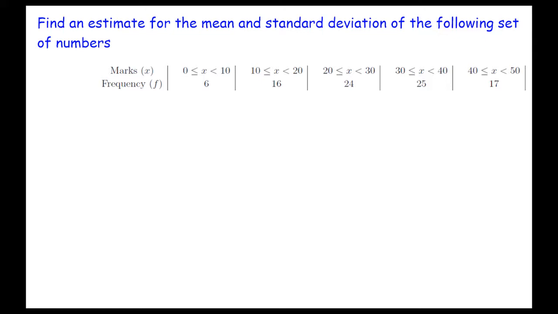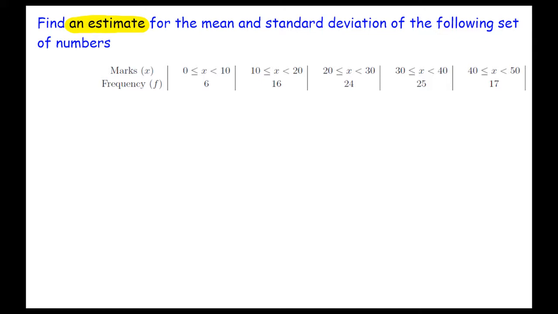Because these have been grouped, I will not be able to find an exact value for the mean or the standard deviation. These are both going to be estimates, and that is why we are asked in the question, so there's some foreshadowing, we're asked for an estimate for the mean. The reason this is an estimate is that I do not have the raw data. I do not have the original data values.